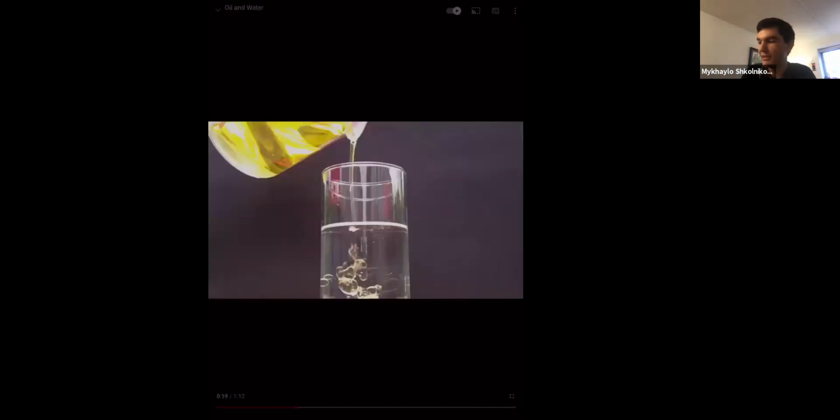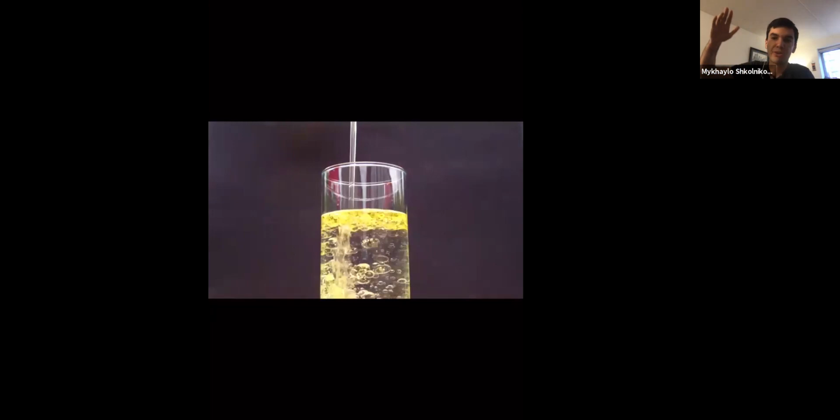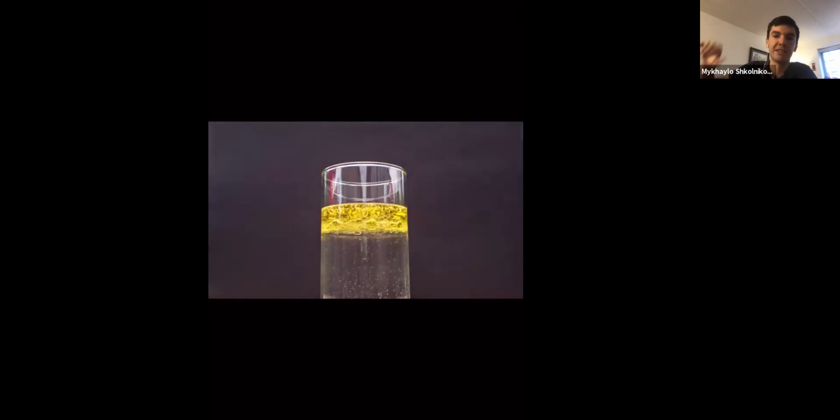So let me quickly play it. All right, so basically here we're just pouring oil into the water, and as time goes on, you see these oil bubbles rising to the top and the separation of the two liquids, right? And eventually all of the oil is at the top of the glass and all of the water is below it, right? So that's the type of process that we will be discussing today.